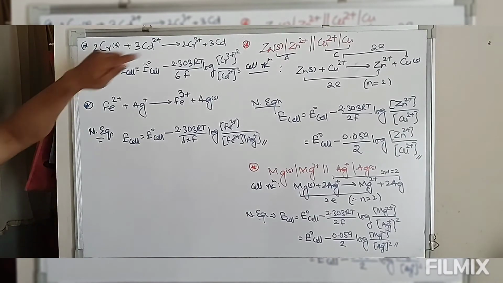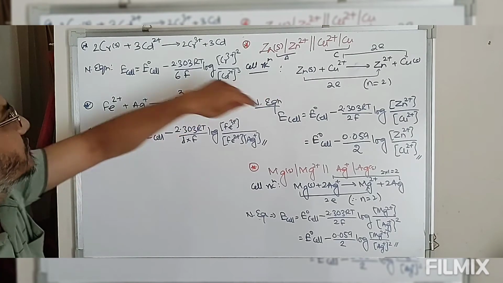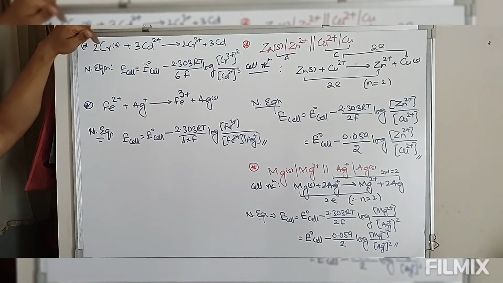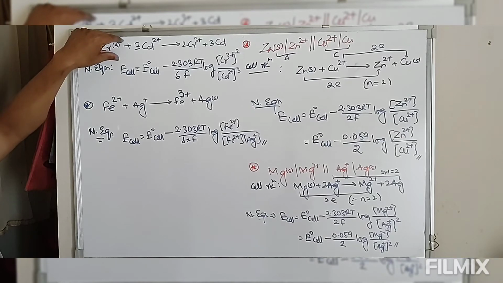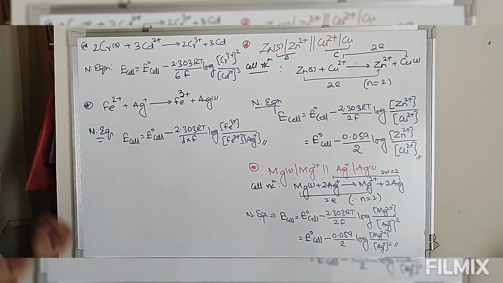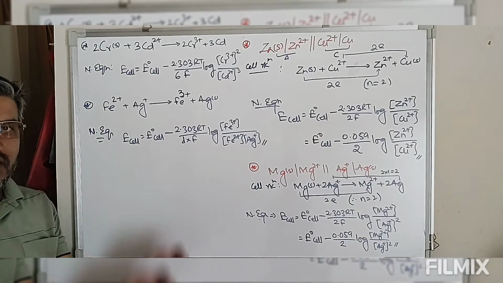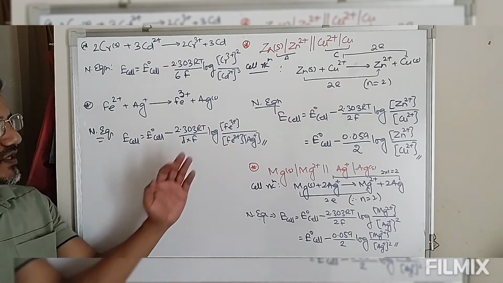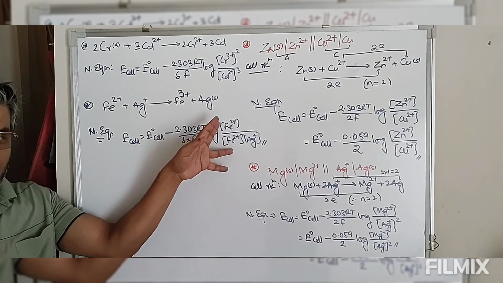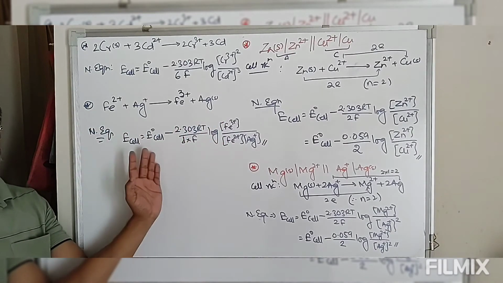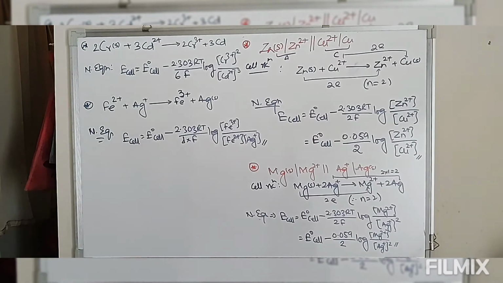Or if the cell is given, then we have to derive the cell reaction, or if the cell reaction is given already, then we don't have to write the cell. So just from this cell reaction, we have to write down the Nernst equation. So this shows how the cell potential of a given cell varies with the concentration of electrolytic species present in the cell at a given temperature. So this is what we call the Nernst equation.